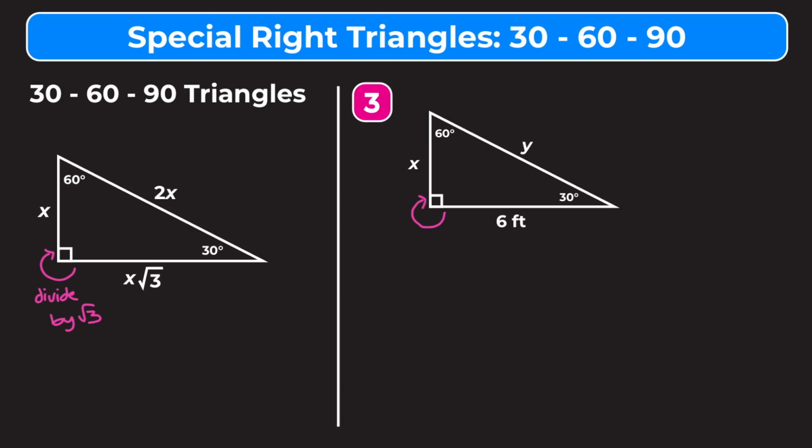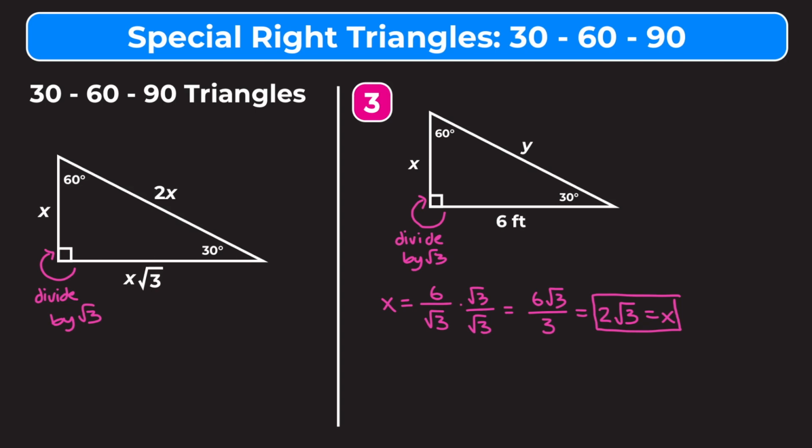We're going to have to divide by the square root of 3. So x is going to be equal to 6 divided by the square root of 3. And now we have to get the square root of 3 out of the denominator. So we're going to multiply the top and bottom of the fraction by the square root of 3. On the top, we get 6 root 3. On the bottom, root 3 times root 3 is just 3. And finally, we can simplify 6 over 3 to 2. So we get 2 root 3 is equal to x. Just box that answer. And over here, I'll write 2 root 3 is equal to x.